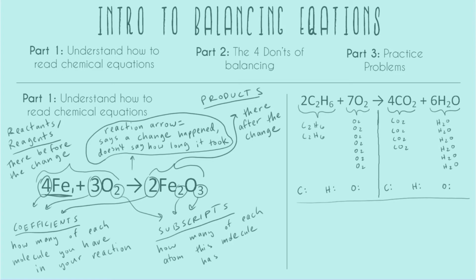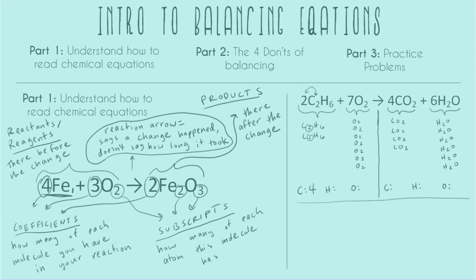And so now let's go ahead and add up exactly how many we have of each. So for carbon on the left-hand side, we can see that we have 2 here, 2 here, 2 plus 2 is 4. We have 4 carbons. Another way to do this is to multiply the coefficient by the subscript. So up here, we could multiply 2 times 2 to also get us to 4.